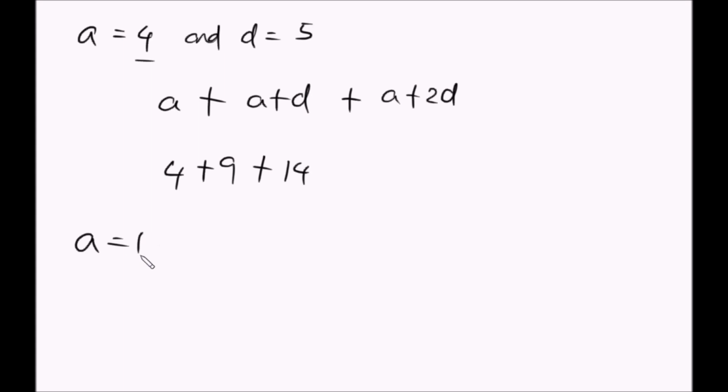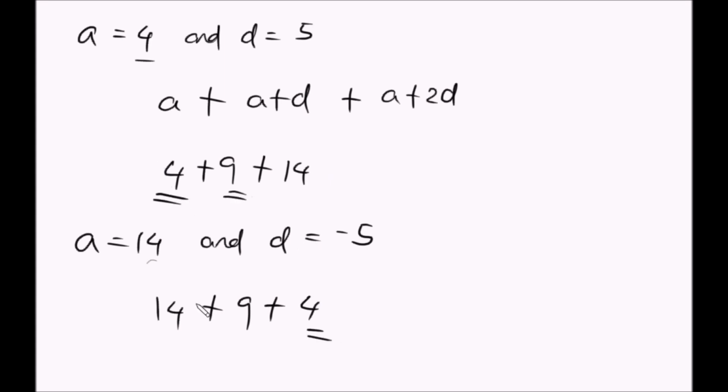But for a is equal to 14 and d is -5, our first term a is 14. Here it will be 14 minus 5 because d is -5. 14 minus 5 is 9. Then here it will be 14 plus 2 times -5. 2 times -5 is minus 10, so 14 minus 10 is 4. So you can see the three numbers now are 4 here, 9 and 14.